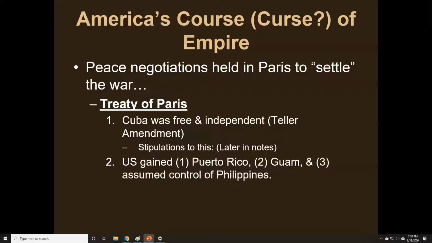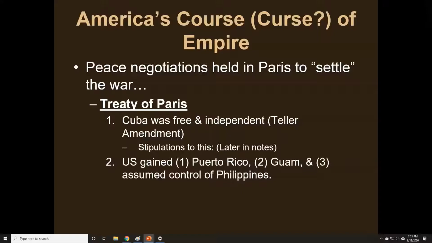And so what was laid out in the Treaty of Paris was that Cuba was going to be free and independent, as was dictated by the Teller Amendment. And if you remember, the Teller Amendment is what was passed when the declaration of war took place. So when the U.S. Congress declared war on Spain, they included a Teller Amendment saying when the war was concluded and Spain was out, that Cuba would be free. And so the United States does adhere to this in the Treaty of Paris. However, there are stipulations, which we'll look at here in a couple of slides.